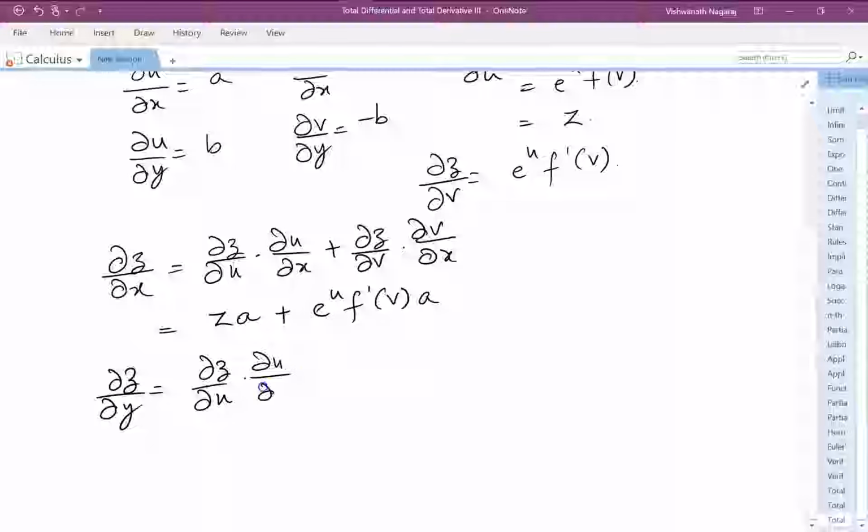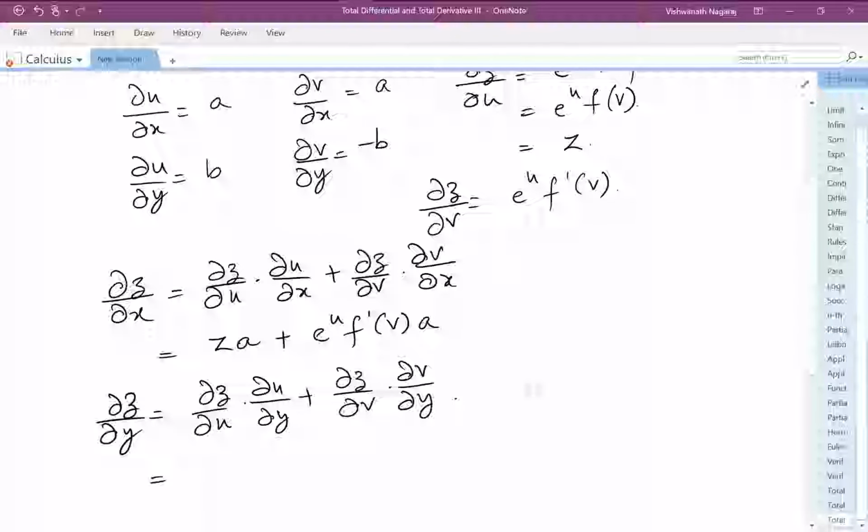Now dou z by dou y is equal to dou z by dou u times dou u by dou y plus dou z by dou v times dou v by dou y. Dou z by dou u is z times dou u by dou y is b, plus dou z by dou v is e to the power of u f prime of v times dou v by dou y, minus b.